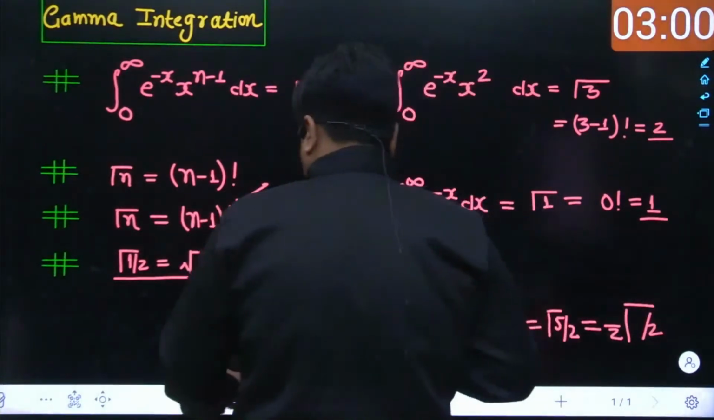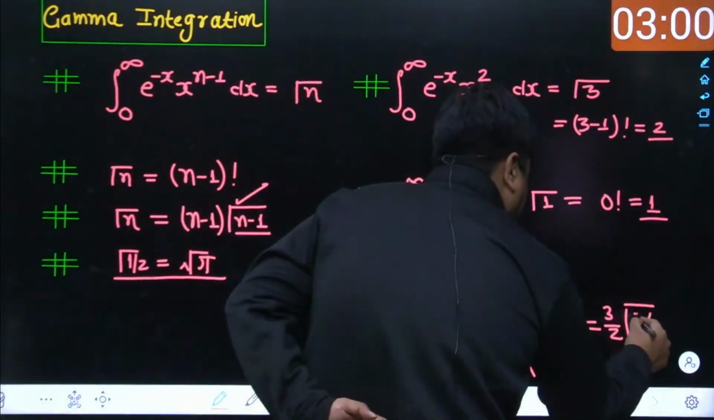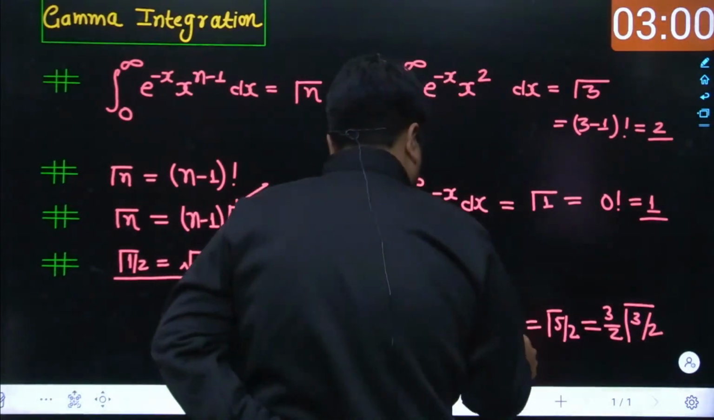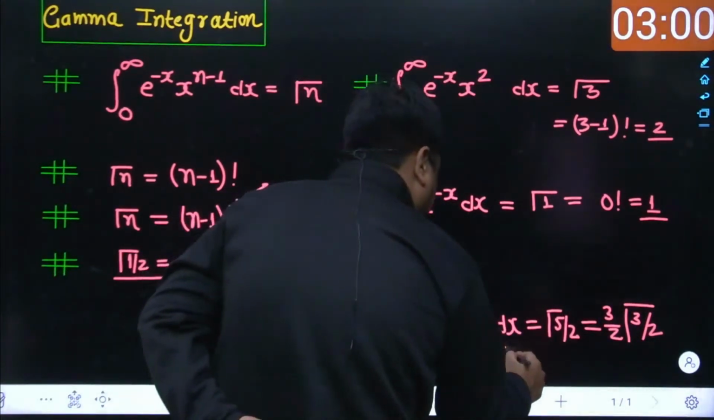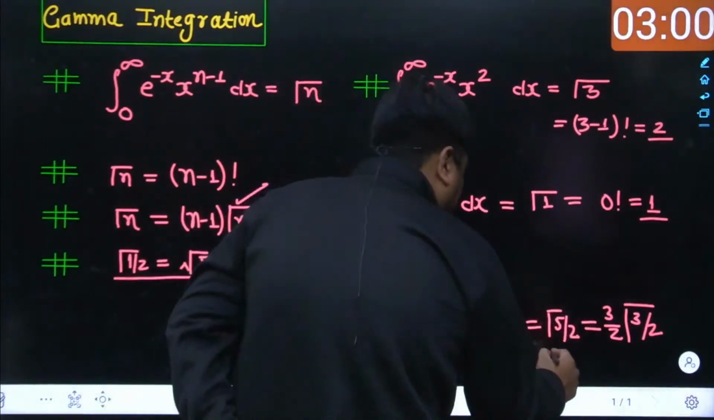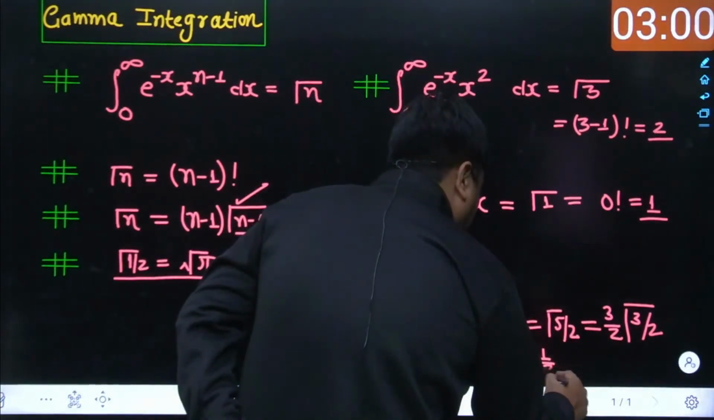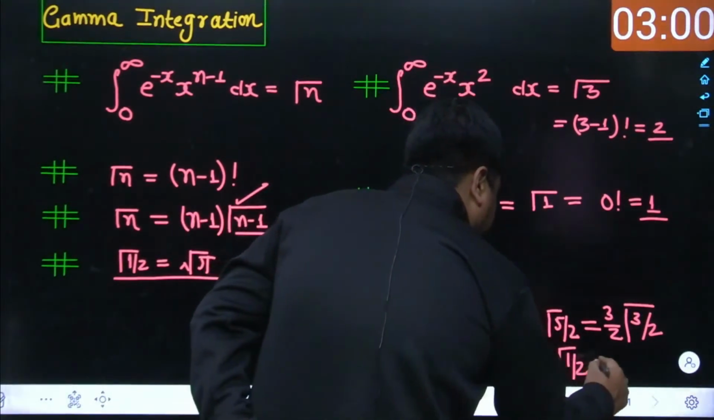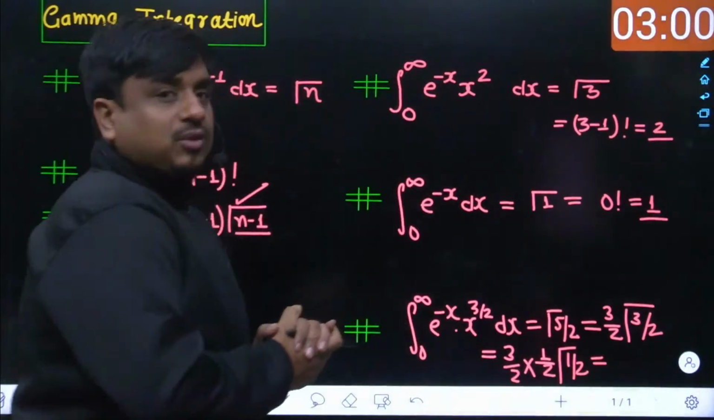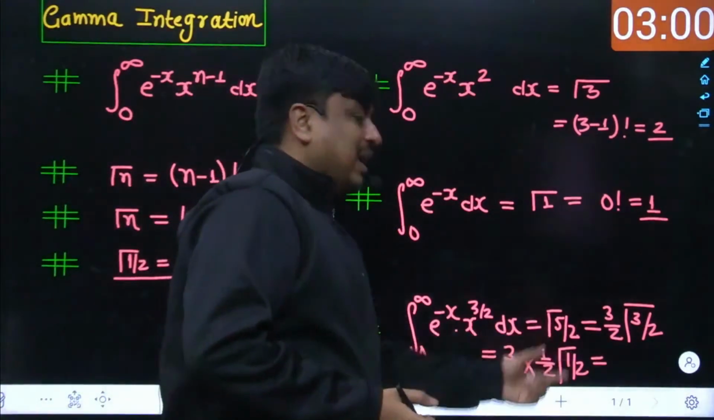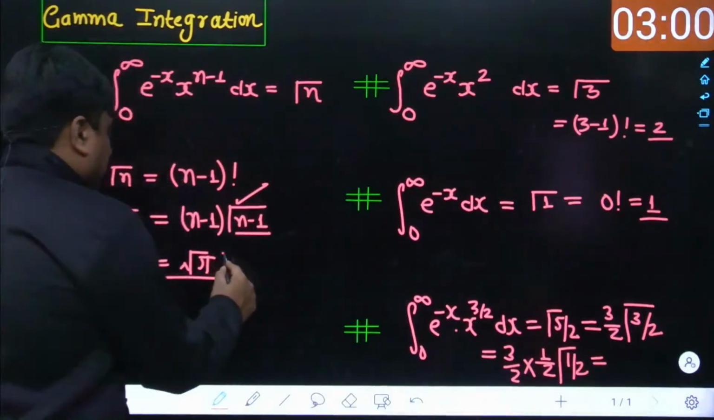N minus 1 it has been written, no? 3 by 2 and 3 by 2. So here comes 3 by 2 into gamma of 3 by 2, which could again have been written as 1 by 2 gamma of 1 by 2. What's the best part of this calculation? End of the day, the gamma of half has already been calculated as root pi.